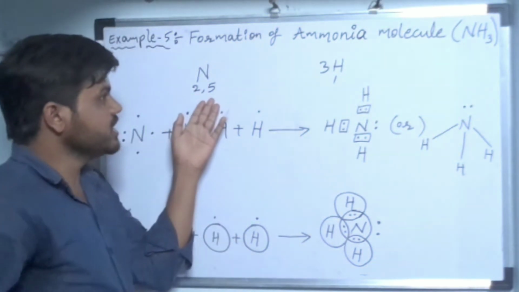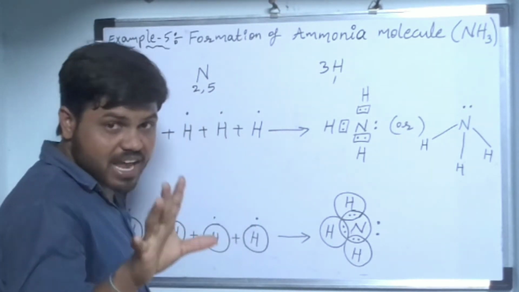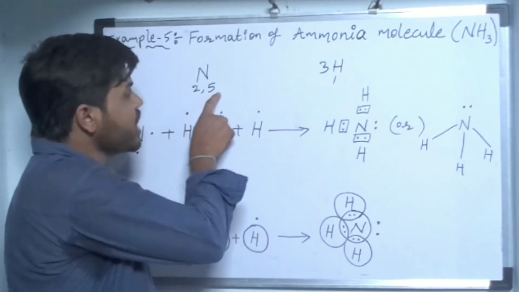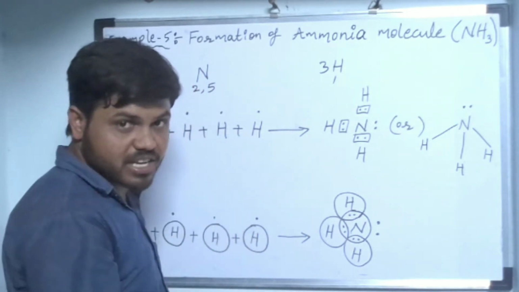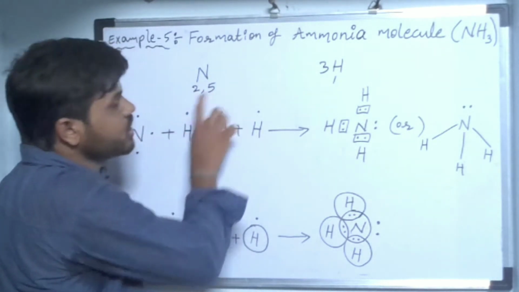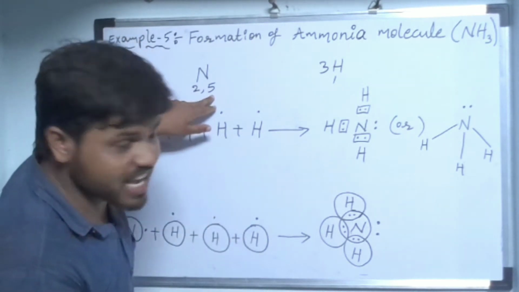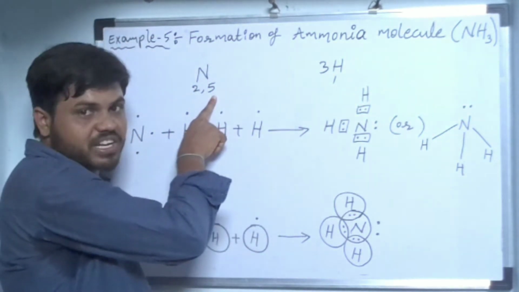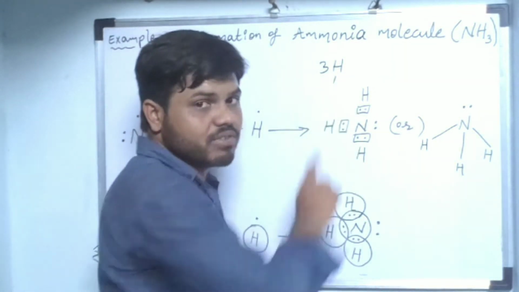See here, observe the electronic configuration of nitrogen. In the outermost orbital, there are 5 valence electrons. To get octet configuration in this outermost orbital, nitrogen requires 3 electrons. To get octet configuration, this nitrogen shares 3 electrons with 3 atoms of hydrogen.